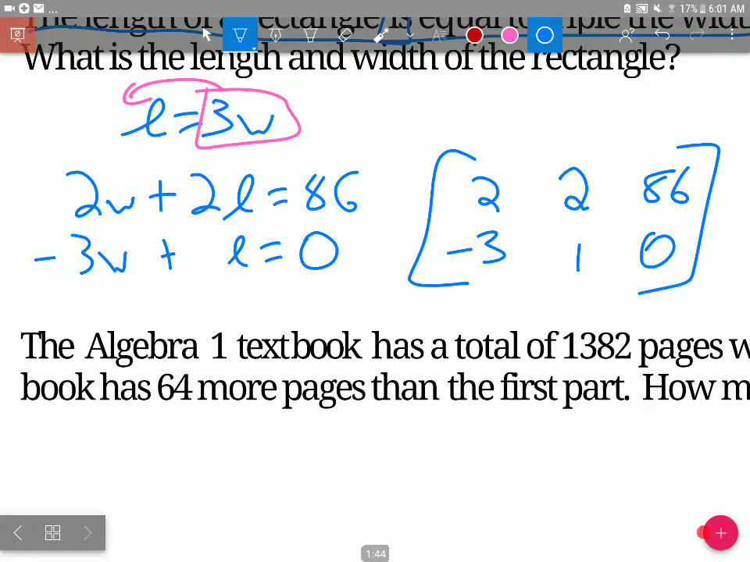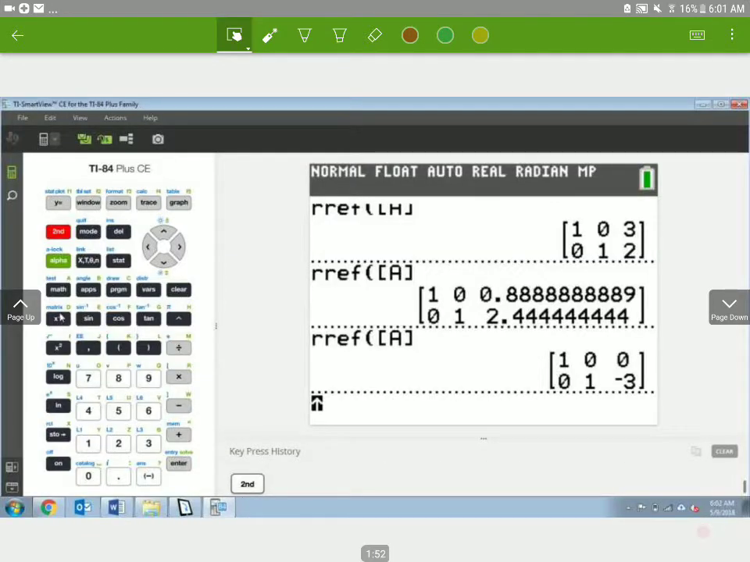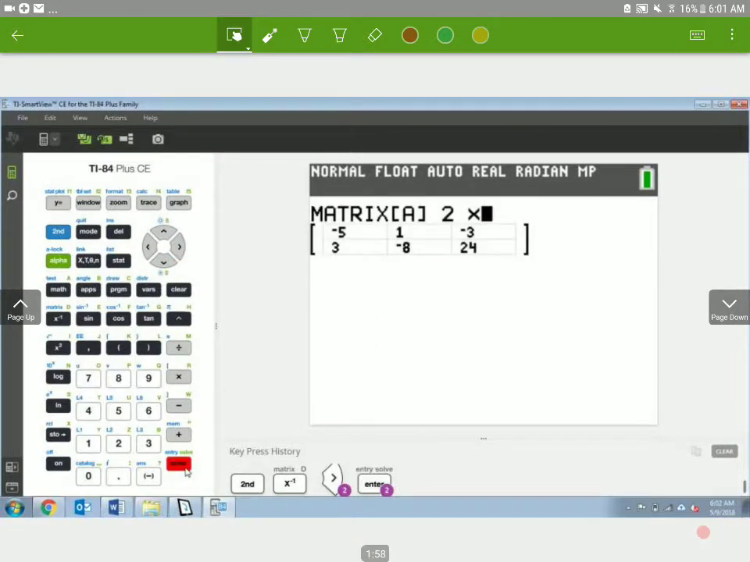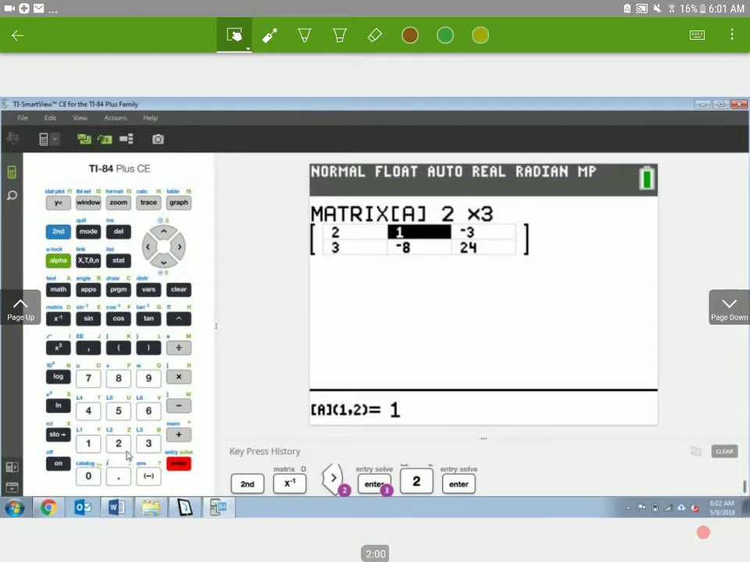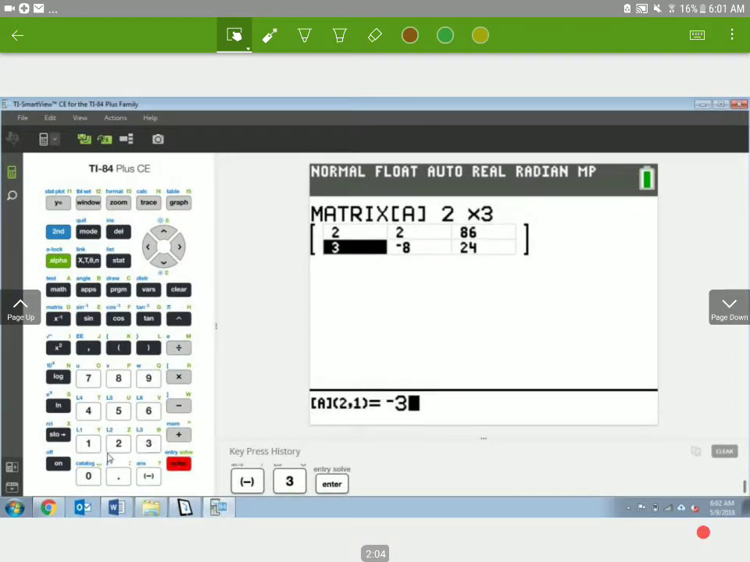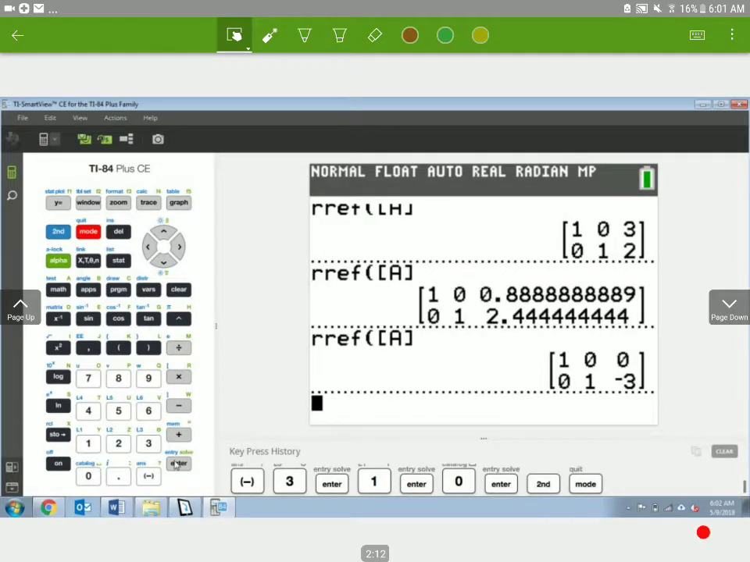2, 2, 86, negative 3, 1, 0. Because I have to remember it, I can't see it. Okay, cool. So quit. I'll hit enter.